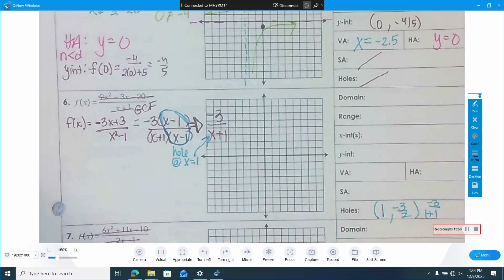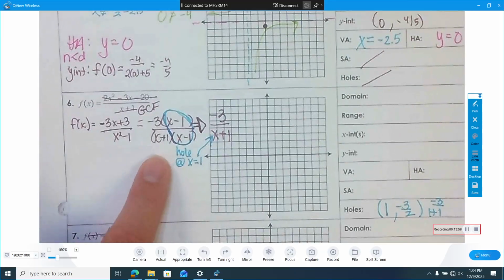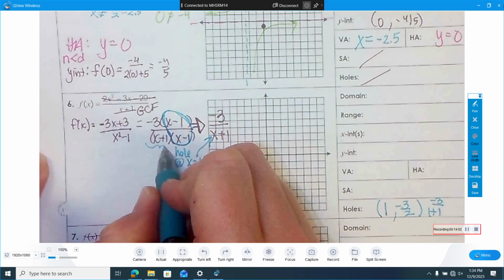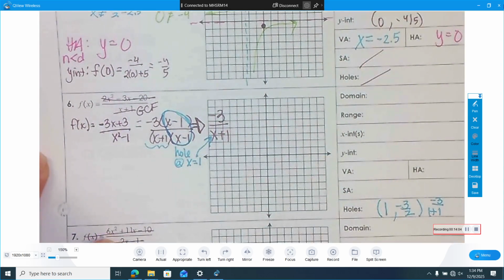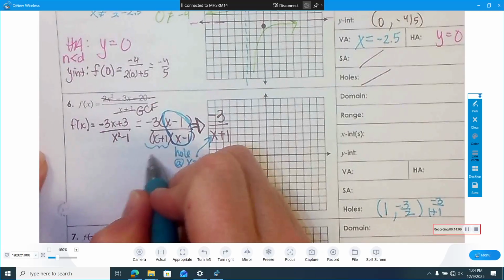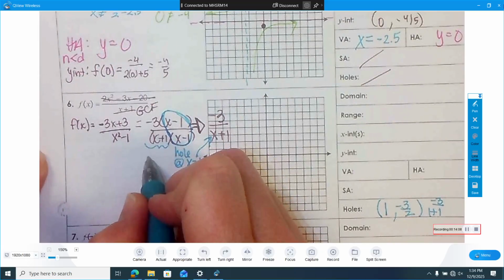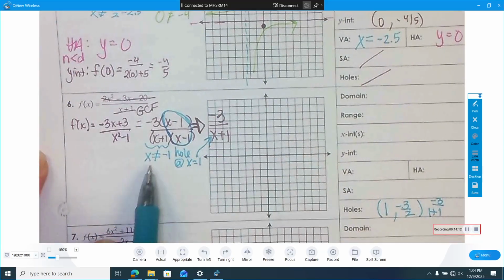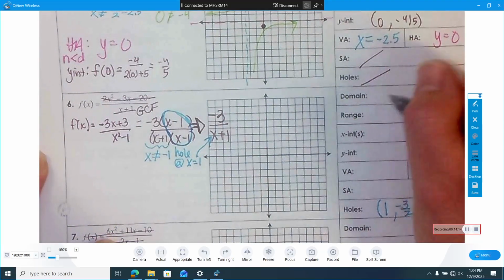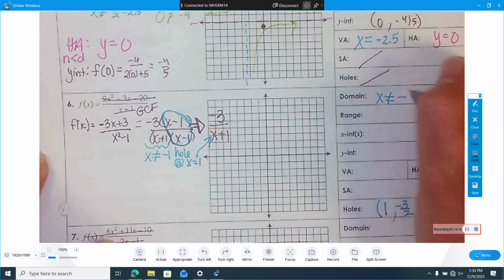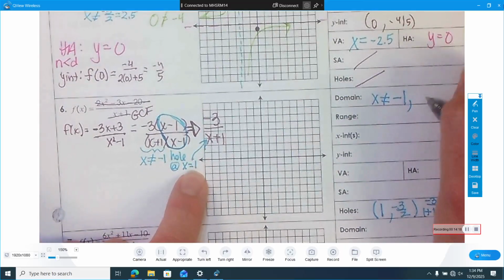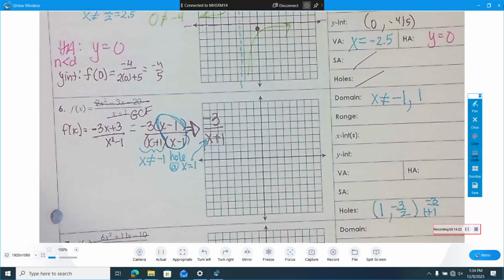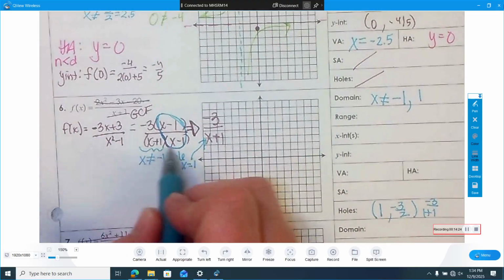That is part of the domain that I need to take care of. Where else? What does this bubble tell me? The domain. Yeah, that's part of the domain as well. Anything in the denominator, x is not allowed to equal. So x is not allowed to equal negative 1, and it's also not allowed to equal positive 1. Yeah, anything in the denominator. So both of those make up the domain restrictions.